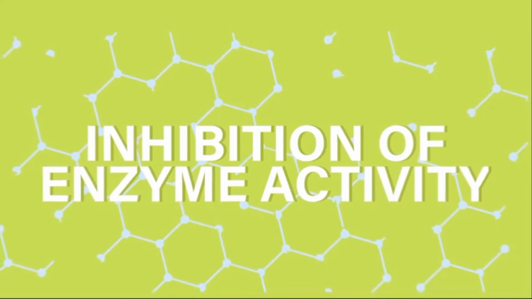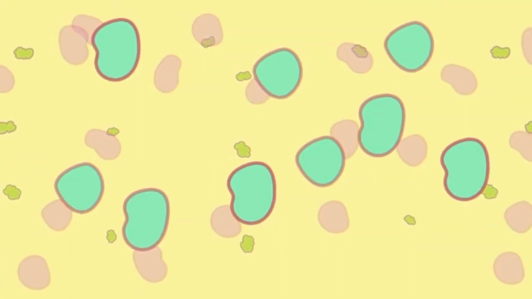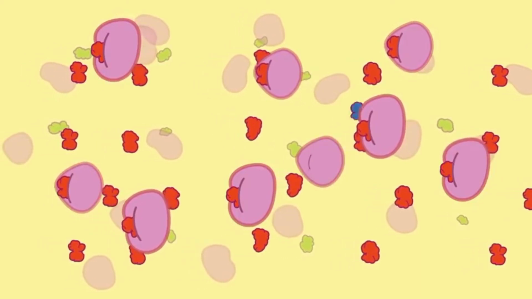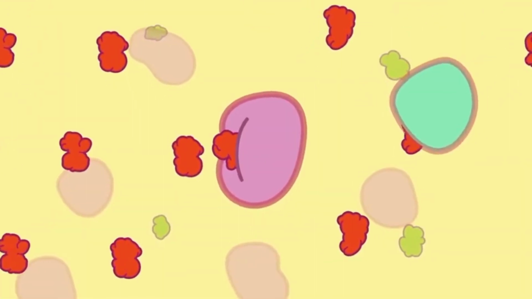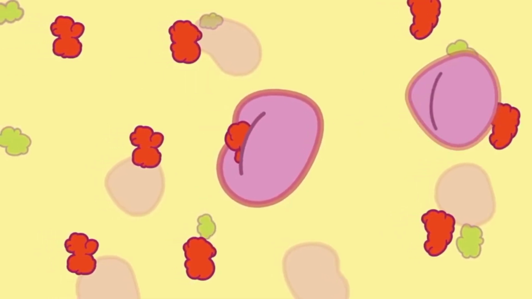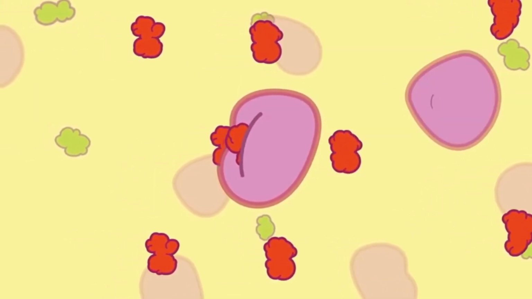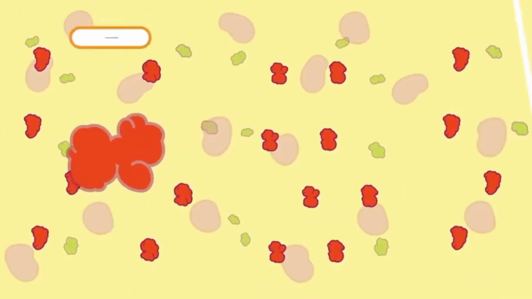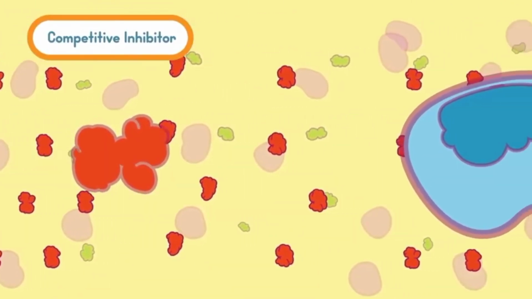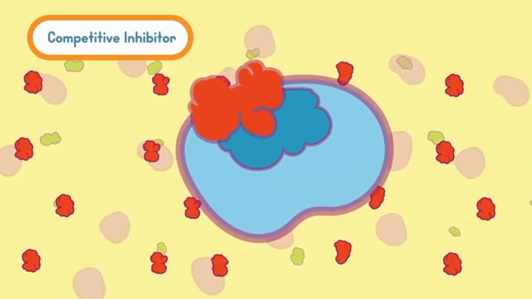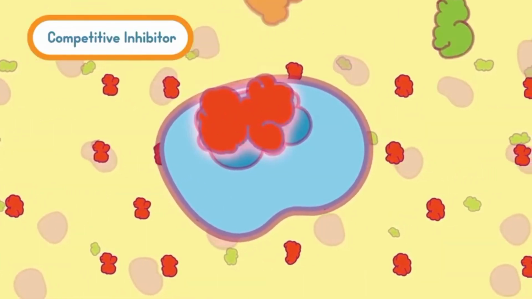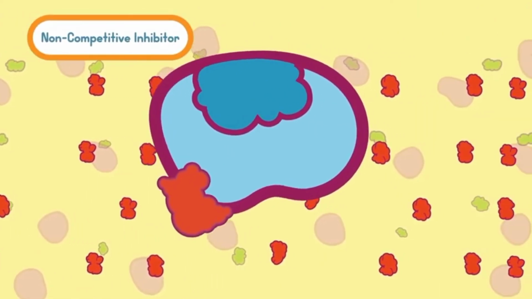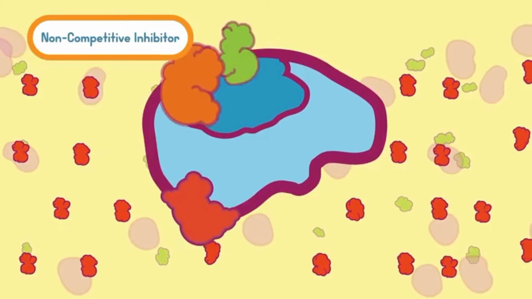Inhibition of enzyme activity. Some evil substances called inhibitors reduce or even stop the activity of enzymes in biochemical reactions. They either block or distort the active site, thus inhibiting the reaction. Based on this, there are two types of inhibitors given below. Competitive inhibitors occupy the active site and prevent a substrate molecule from binding to the enzyme. Non-competitive inhibitors attach to parts of the enzyme other than the active site to distort the shape of the enzyme.